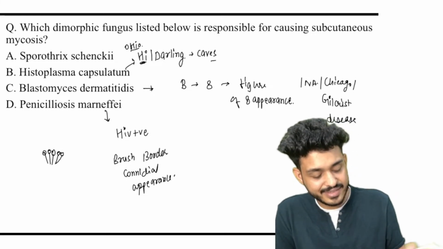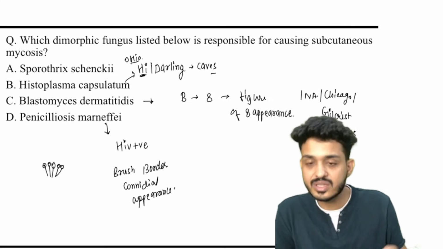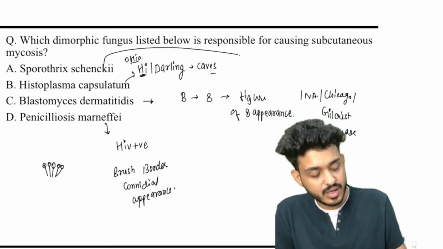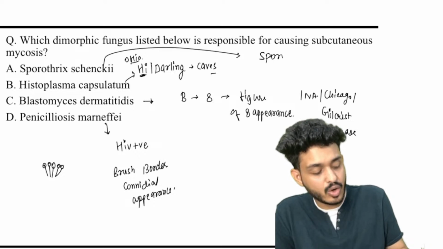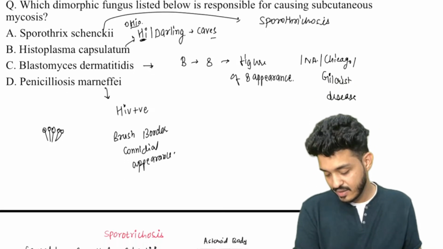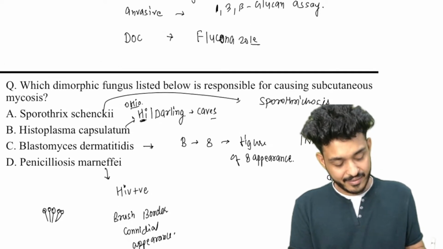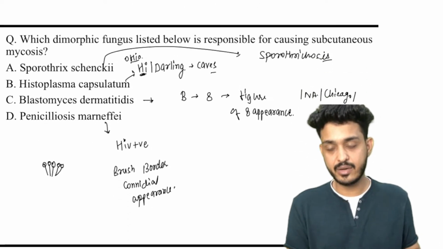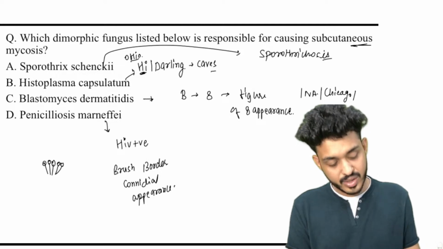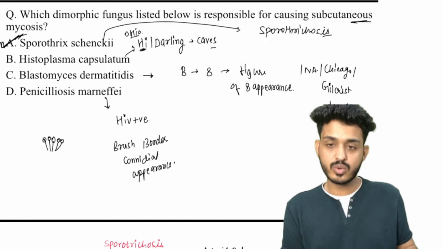Lastly we have sporotrichosis. Sporothrix is the causative agent for sporotrichosis, an infection that has a lymphocutaneous spread. Okay, which one will be subcutaneous among these? The subcutaneous one will be Sporothrix schenckii.